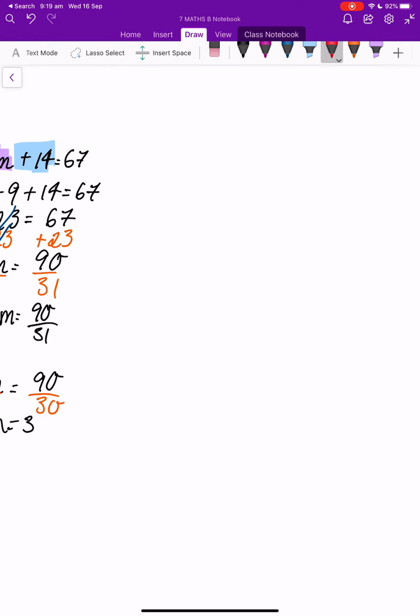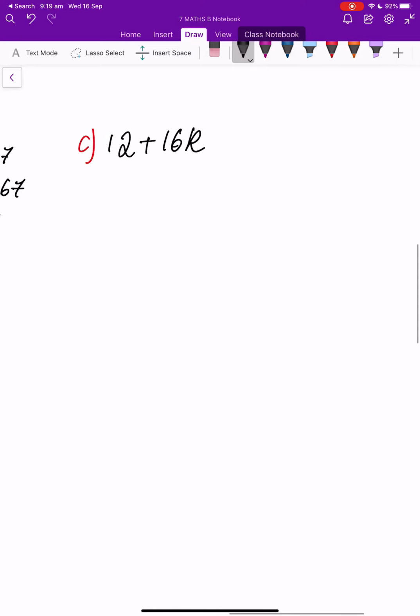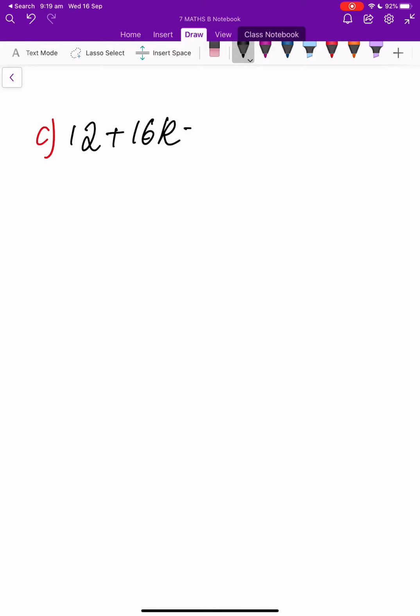Okay, let's do part C. Part C says 12 plus 16k minus 5k, take away 7 equals 82. Again, I'm going to highlight my like terms, so the ones with the same pronumerals, and I'm going to bring them together.